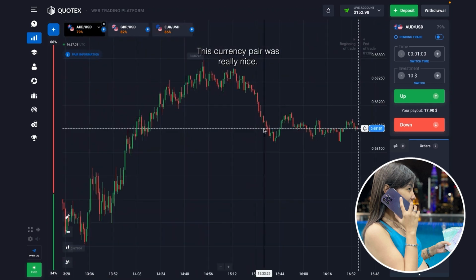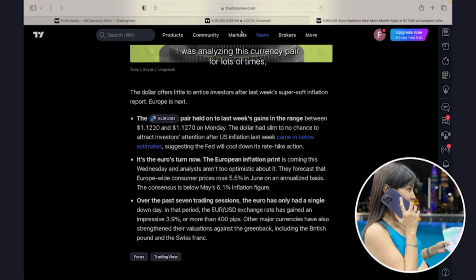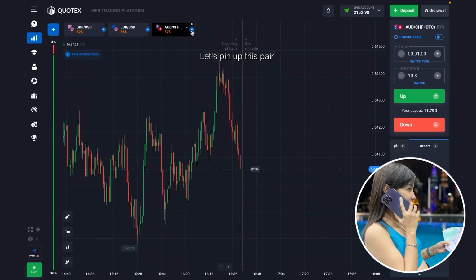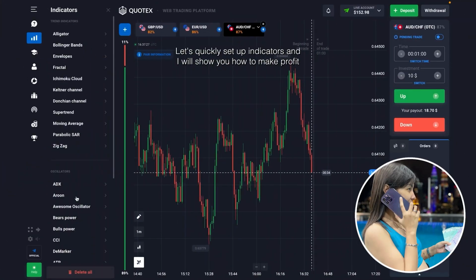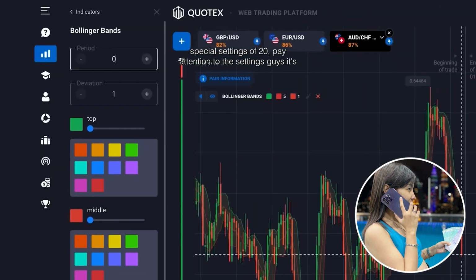And this currency pair was really nice. I was analyzing the currency pair lots of times, but I don't like that this percentage of payout has fallen. So let's delete this currency pair and choose something instead. I like to choose Australian dollar and US dollar. And let's pin this pair. Let's quickly set up indicators and I will show you how to make profit from the news, that you know well, Bollinger Bands together with my special settings of 20.